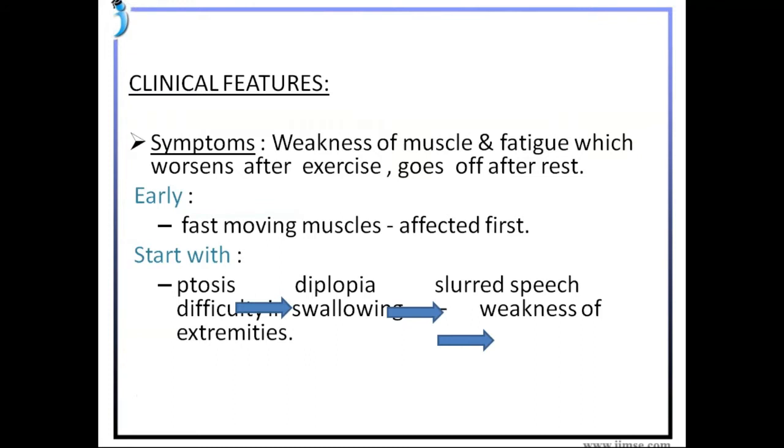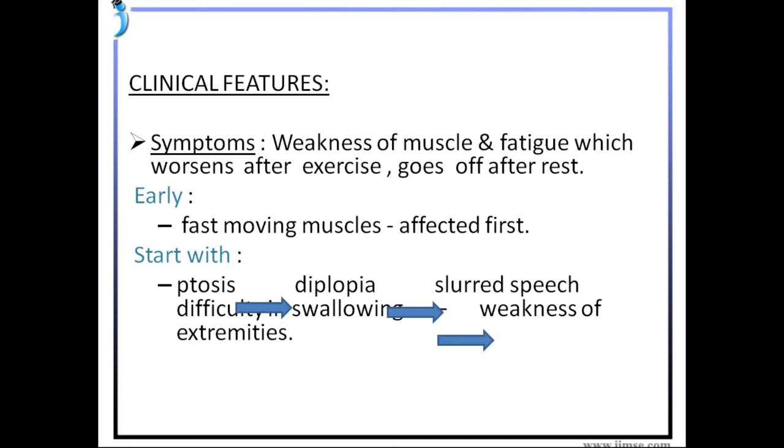What are the clinical features of myasthenia gravis? There is weakness of muscle and fatigue in this disorder, which worsens after exercise and goes off after rest. You might have confusion about how it should be differentiated from physiological exercise. Usually, physiological exercise is associated with muscle pain, whereas myasthenia is not associated with muscle pain. There is weakness with fatigue.